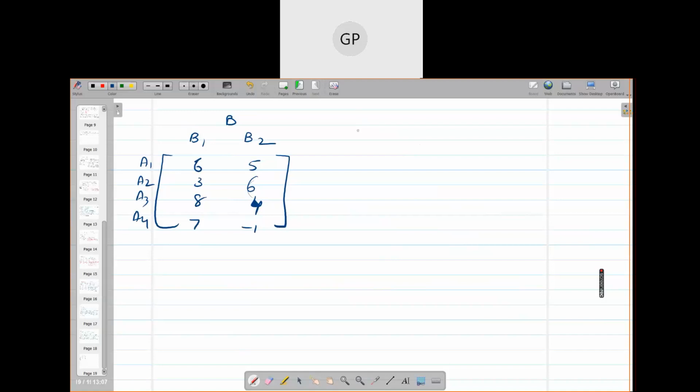So how many subgames are possible? Can anyone tell me? How many subgames will be formed? 4C2, because you have 4 strategies for player A, out of which 2 are chosen. 4C2 is 6. So 6 subgames will be formed.